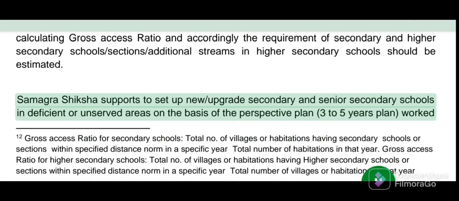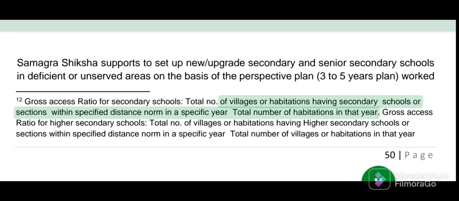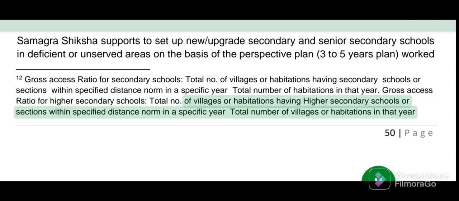Samagra Shiksha supports setting up new/upgraded secondary and senior secondary schools in deficient or unserved areas on the basis of the Perspective Plan (3 to 5 years plan). Gross access ratio for secondary schools: total number of villages or habitations having secondary schools or sections within specified distance norm in a specific year, divided by total number of habitations in that year. Gross access ratio for higher secondary schools: total number of villages or habitations having higher secondary schools or sections within specified distance norm in a specific year, divided by total number of villages or habitations in that year.